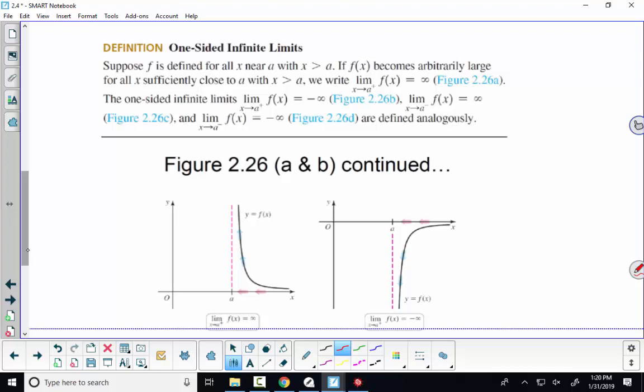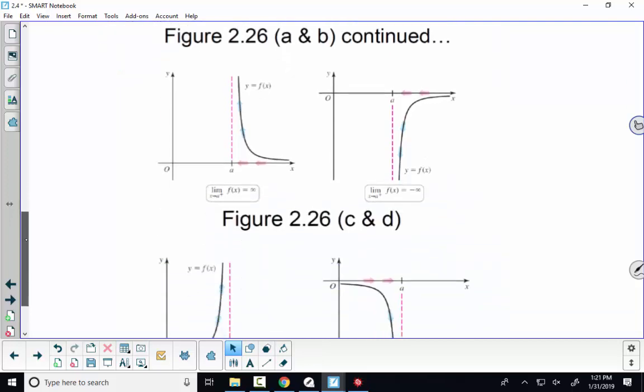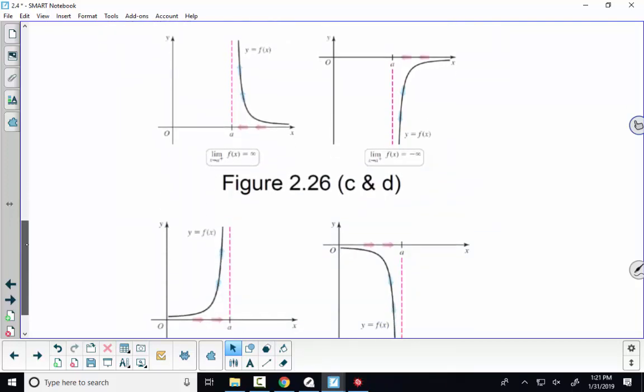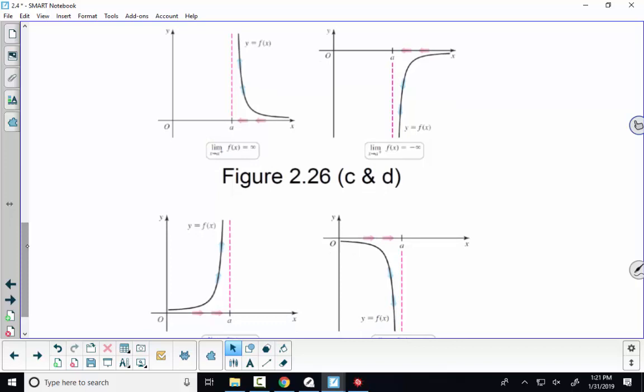So for instance, for this one here, if x approaches a from the right, on this function, it equals infinity. That just means as we get closer and closer to a from the right-hand side of a, or values larger than a, the y values grow without bound. If we get closer and closer to a from the right, and the y values are negative infinity, that's illustrated there as well. And so all of these scenarios are illustrated with these four figures, just again to give you a visual sense of what that definition is addressing.